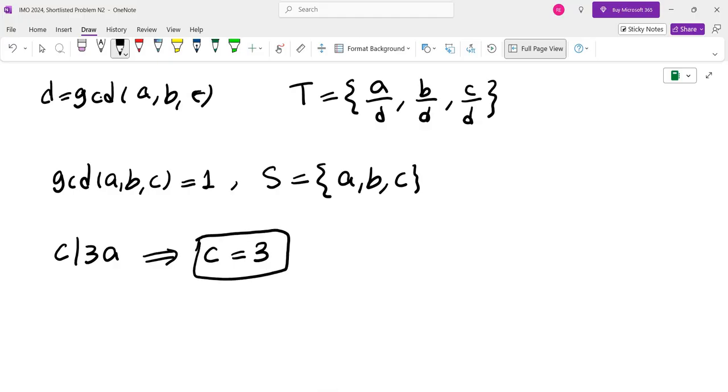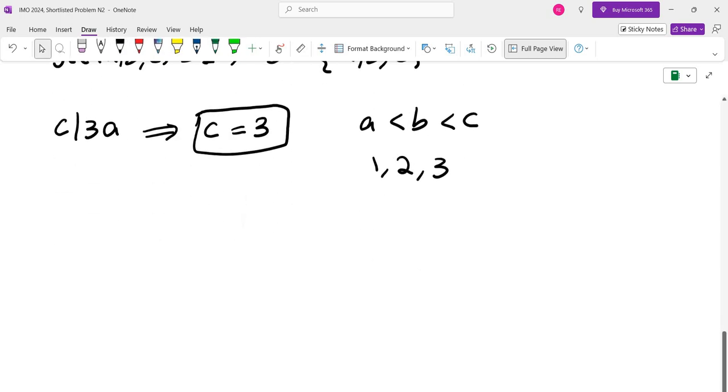So that's C equals 3, but A is less than B less than C, which means the numbers would have to be 1, 2, and 3. So this is really the only possibility. Now let's look at this and see if this satisfies the conditions of the problem.